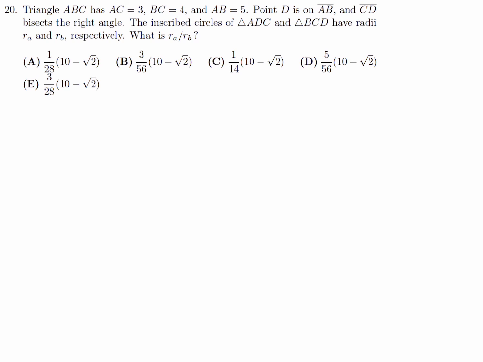Triangle ABC has AC equal to 3, BC equal to 4, and AB equal to 5. Point D is on AB, and CD bisects the right angle. The inscribed circles of triangle ADC and triangle BCD have radii of RA and RB respectively. What is RA over RB?